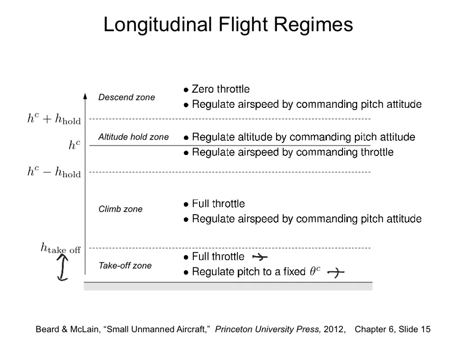What should be your commanded theta? You regulate it. How do you compute theta C? Using your elevator. So you're just using the elevator with full throttle in the takeoff zone. That's how you determine what should be the inputs to your roll loops, or to your pitch loop. In the climb zone, again, full throttle, delta T equals 1. And now you're regulating your airspeed, VA, using either pitching down or pitching up.